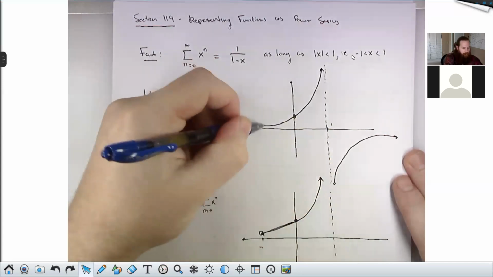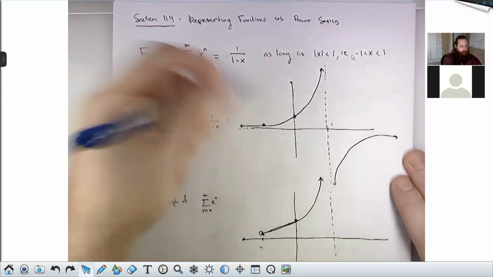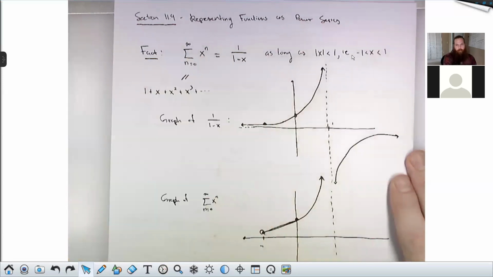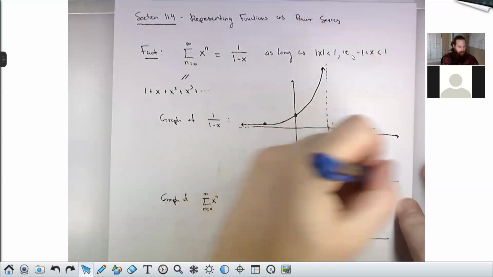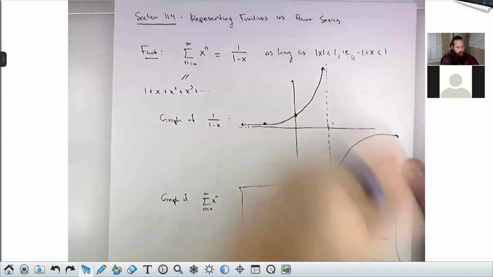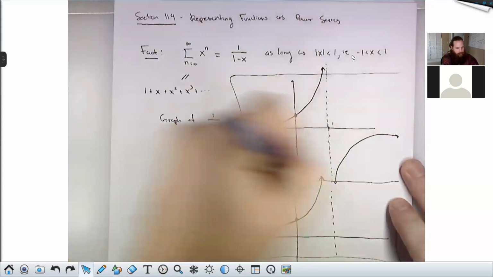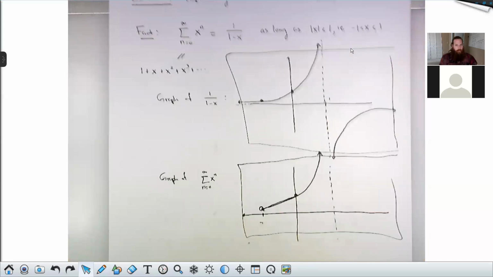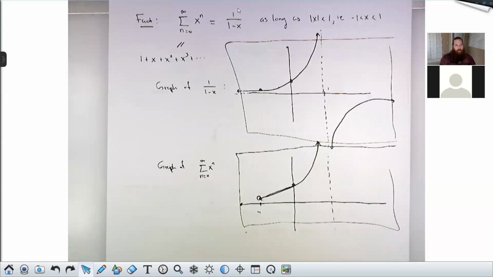So if you take just this portion of the graph of 1 over 1 minus x, you get the graph of your power series. I don't mean for these graphs to overlap. So here's this one, and here's this one. They're separate, right? So the basic idea is that this function can be represented as a power series like this, as long as you stay between -1 and 1.